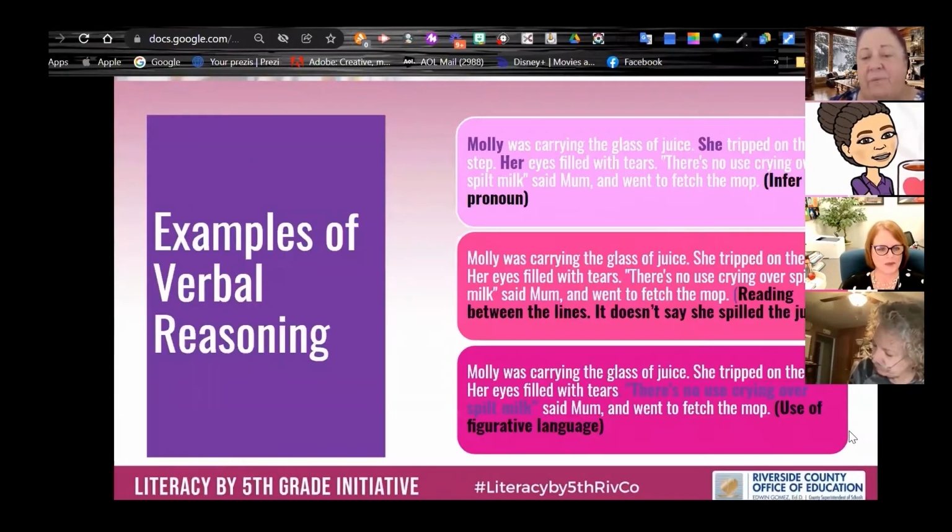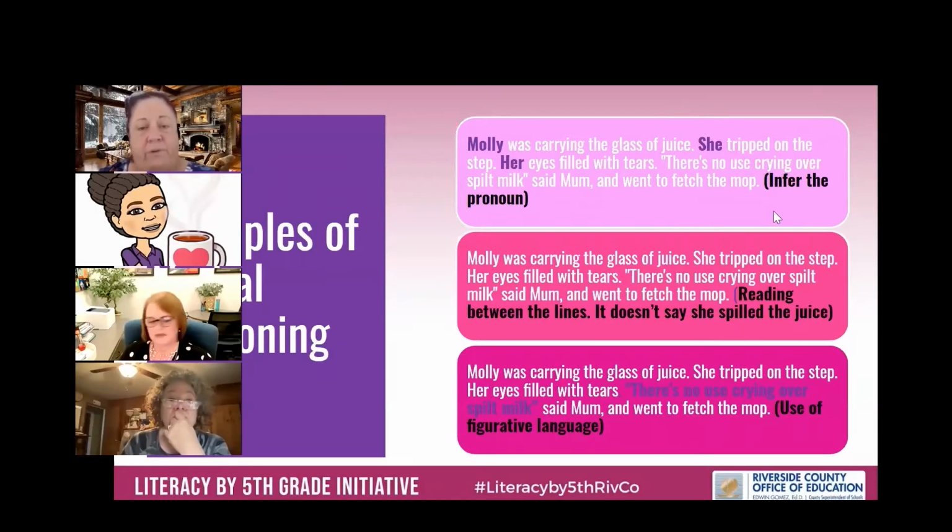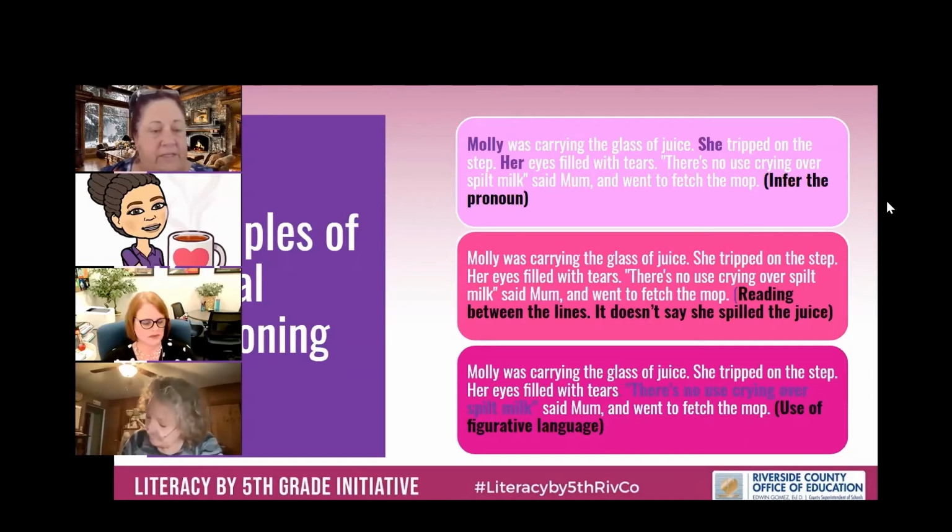So here are some examples of verbal reasoning. One example is figuring out who the pronouns are referring to in a text. That seems really easy sometimes, but it's actually not. A lot of times it's pretty complicated. We assume that people know that Molly, she, and her are all the same person, but that could be really confusing for some of our learners.